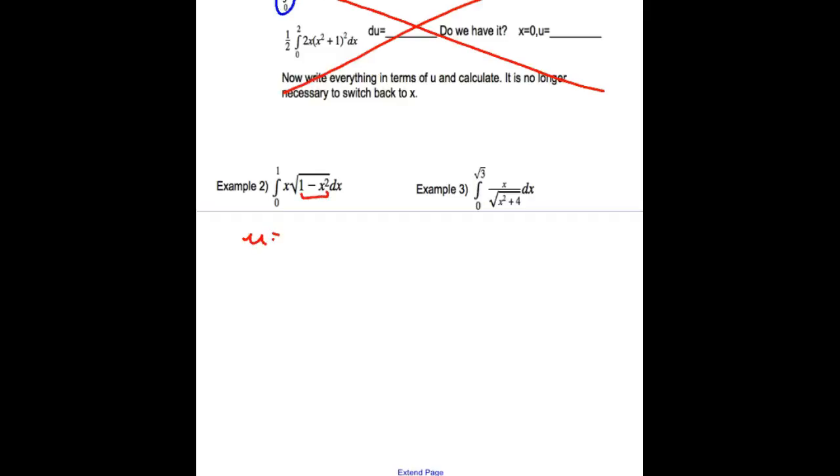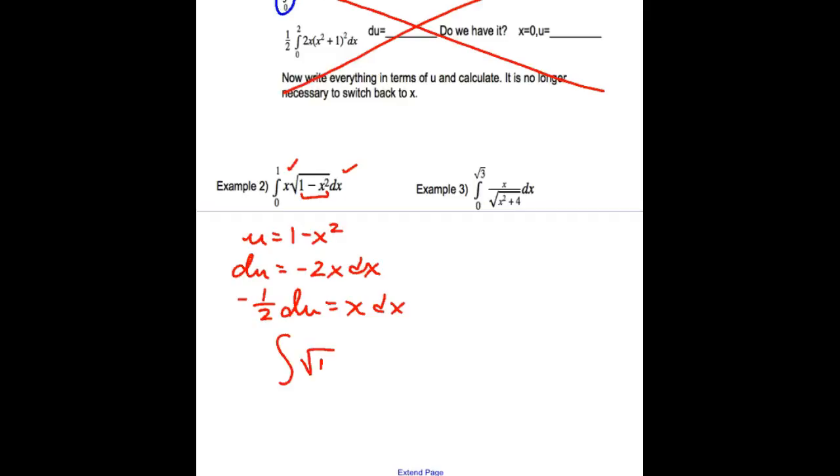We'll let u equal 1 minus x squared. And then my du is negative 2x dx. And so far, nothing's different from what you've done before, but we want only x dx, so we do a negative 1/2 fraction correction. Here's the only problem. When I go set up my new integral, I have root u, and then I have negative 1/2, and then I have du. However, these limits are limits for x.